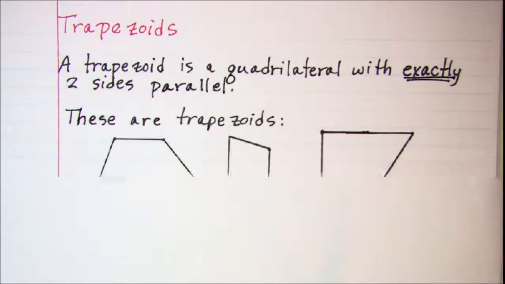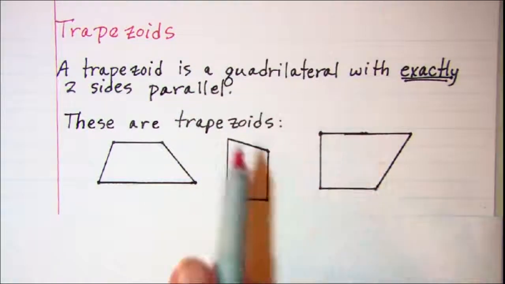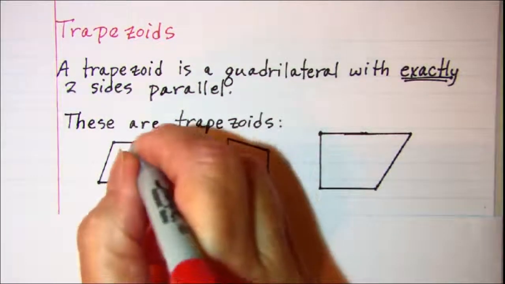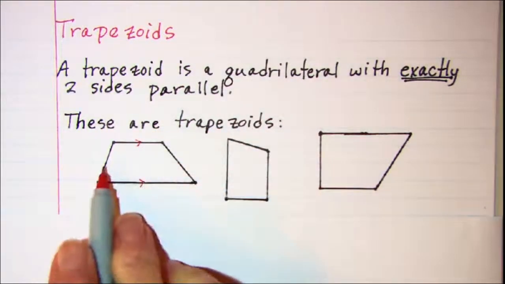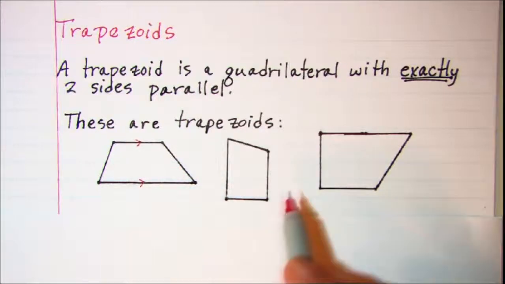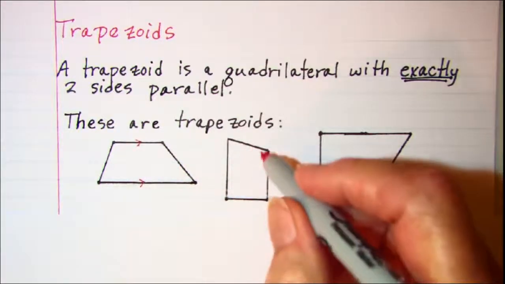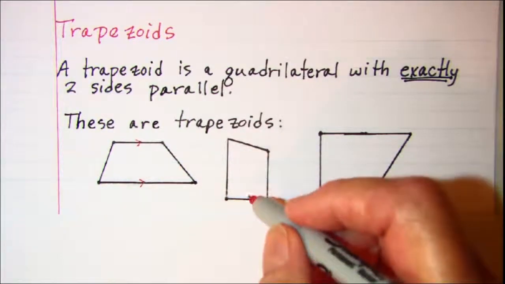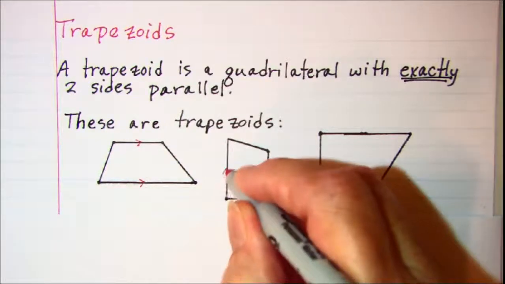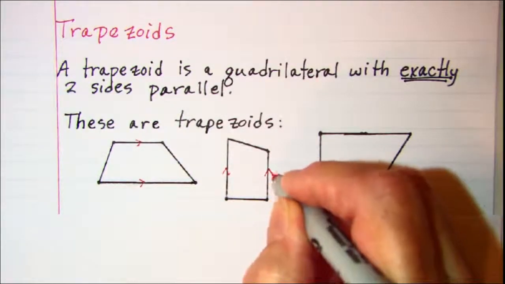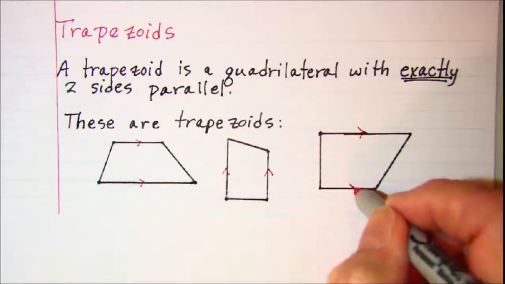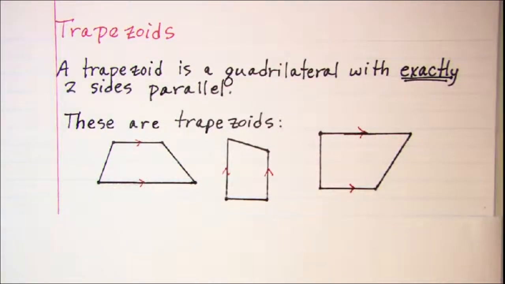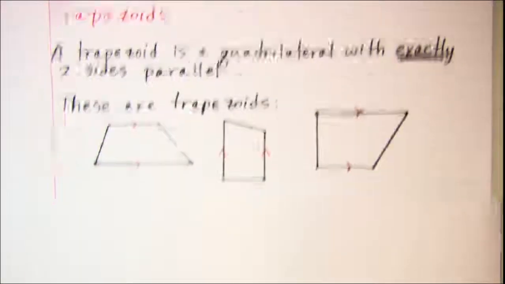So these are trapezoids. Our two sides that are parallel would be here and here. And so these sides are not parallel. This also, you can see it's obvious that these two sides are not parallel. These are our parallel sides. On this one, these are our parallel sides. So just make sure that you have exactly two sides parallel when you're dealing with the trapezoid.